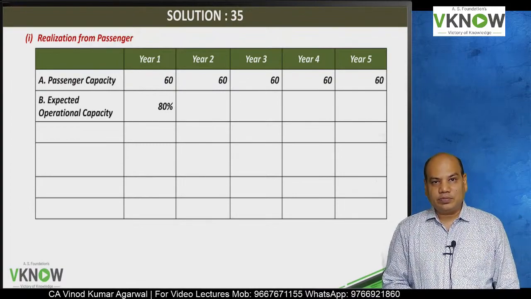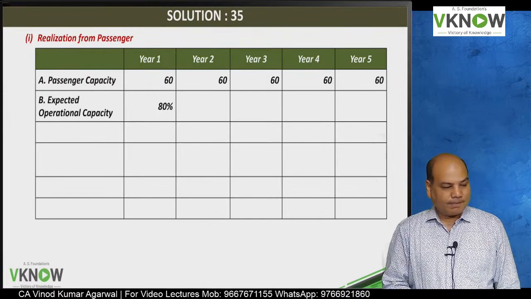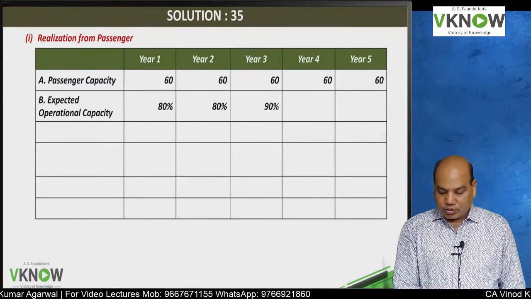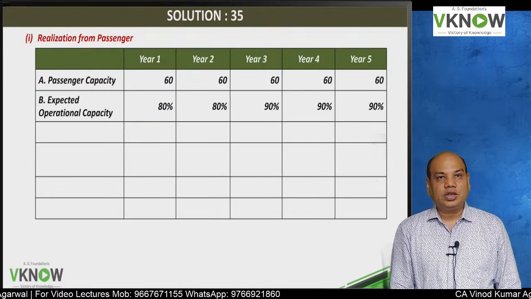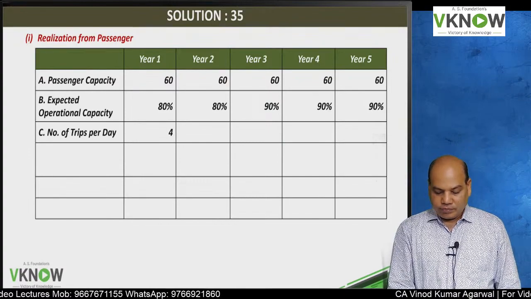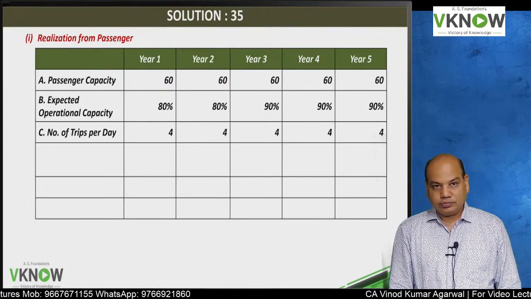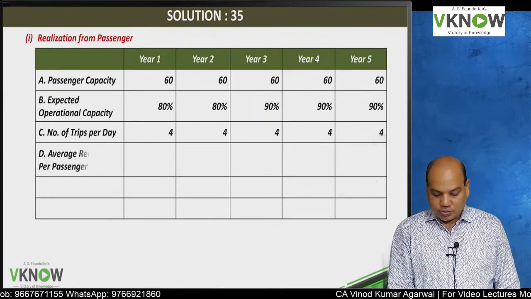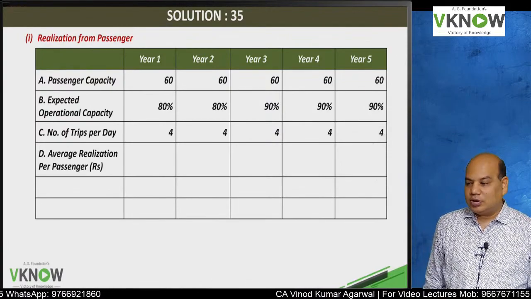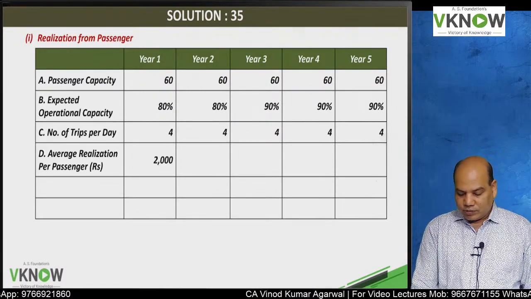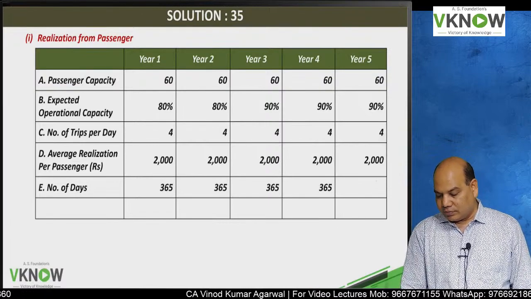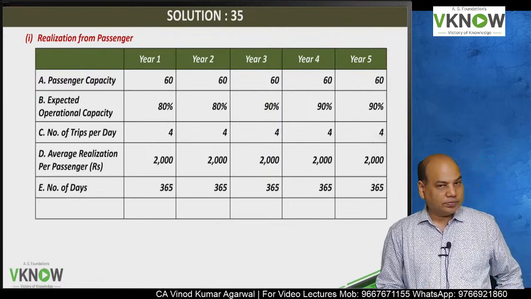Now write down point number B, expected operational capacity. Expected operational capacity, first and second year 80%, then it will be 90% from third year onwards. Point number C, number of trips per day, 4 trips. Then average realization per passenger. On an average, how much fare they are going to charge. They have written 2000. Then write down number of days, 365 days written in the problem.